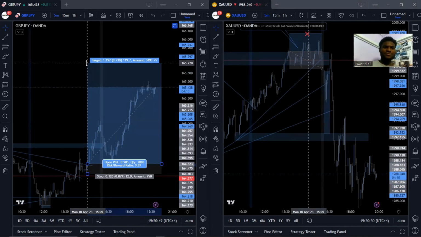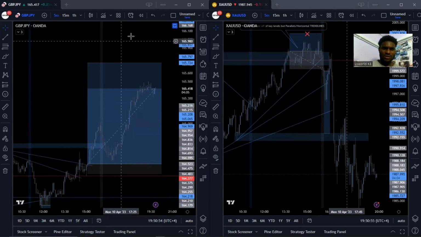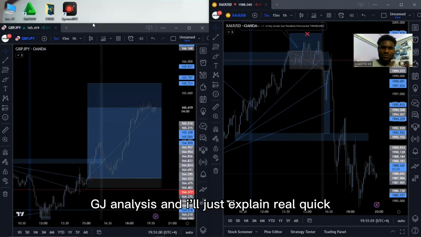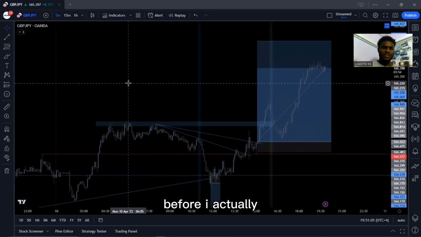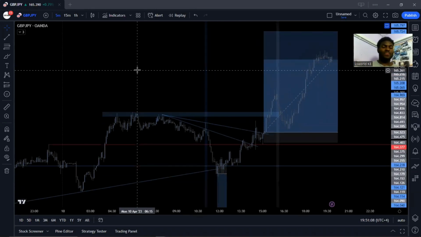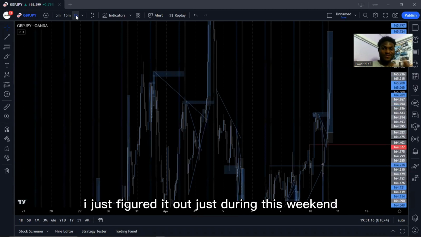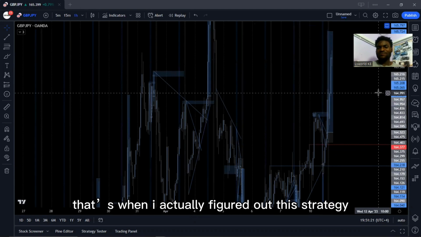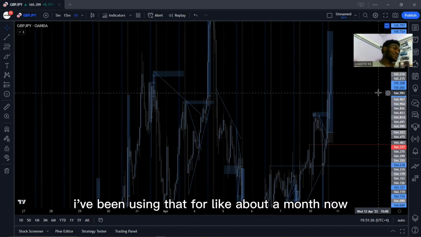But anyways, the reason why I took this trade today, let's just open up the GJ analysis, and I'll explain real quick the reason why I took the GJ trade. So looking at the GJ chart, before I do anything, before the London session open, I usually go down to the 1 hour time frame. This strategy, I just backtested and figured out during this weekend. The confluences to enter, I know that already. I've been using that for about a month now.